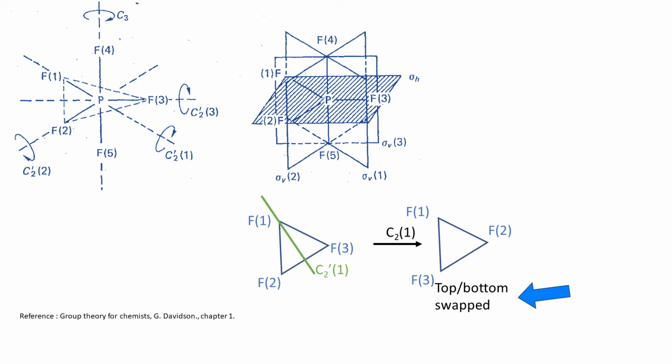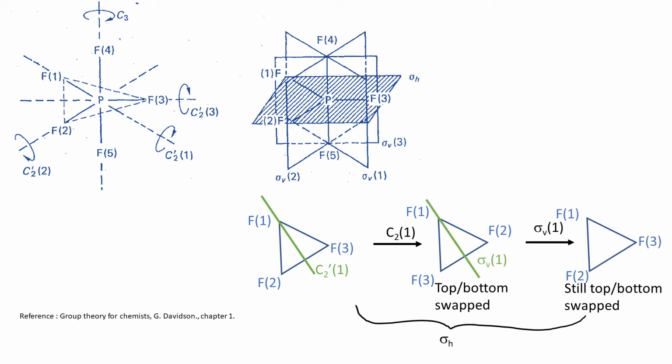Notice the top and bottom atoms have swapped. Then we do sigma v1. Sigma v doesn't do another swap, so the overall effect of the 2 operations is that of sigma h. Top and bottom swapped, and the equatorial atoms return to the initial positions. Carrying out 2 or more symmetry operations is represented algebraically as multiplication.